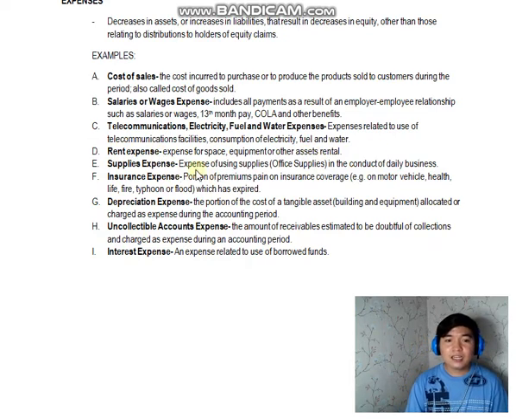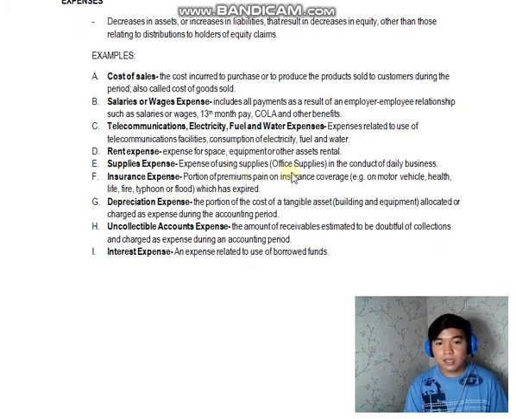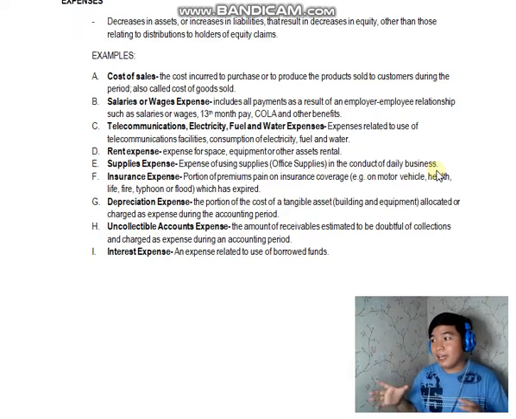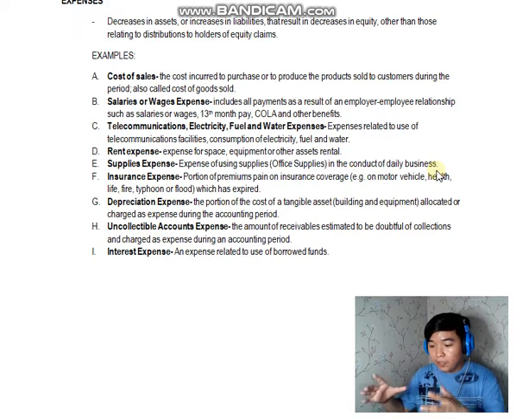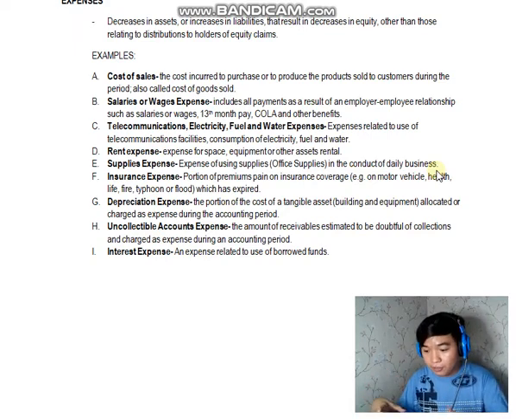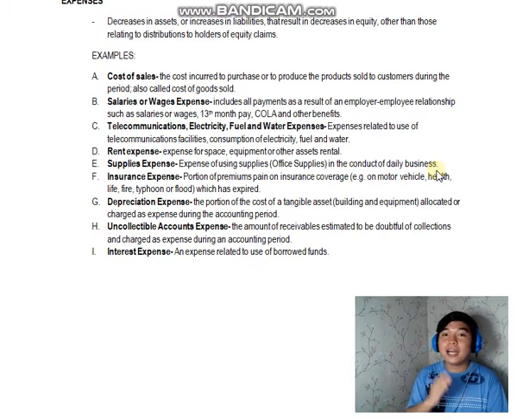Supplies expense. These are expenses of using the supplies. Examples are office supplies in the conduct of daily business. Of course, pag bumili tayo ng office supplies, di ba, recognize muna natin yan as our current assets. However, kinukonsume natin yung office supplies. Hindi naman yan permanent, di ba? Hindi naman yan, pag binili mo yung yan pa rin. So, nakukonsume natin yan. So, yung nakonsume natin, that will be considered as supplies expense. Yung mga nakonsume or nagamit natin.